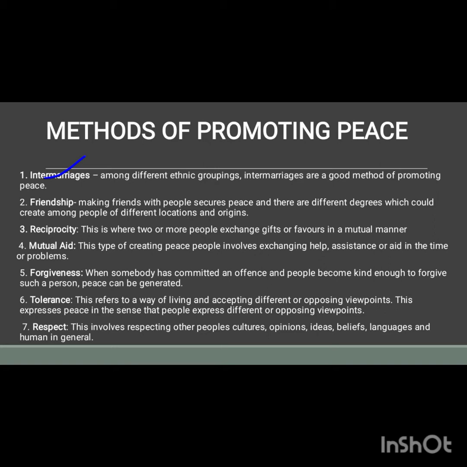The first one is intermarriages. Then the second one is friendship. Make friendship with people of all nations, people of all kinds, tribes, ethnicity, and everything. Not just as you know yourself, or maybe just in the neighborhood, that's why you've got friends. No. Make friends from all parts of the country. Then you are promoting peace between you and those people. So friendship is very important, because you can't be fighting your friend.